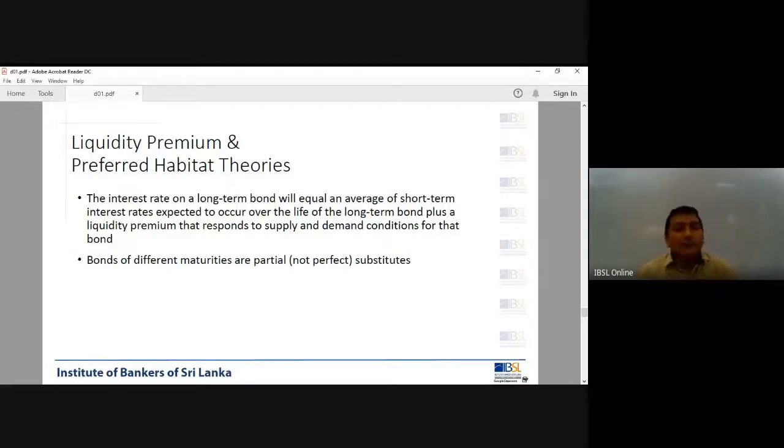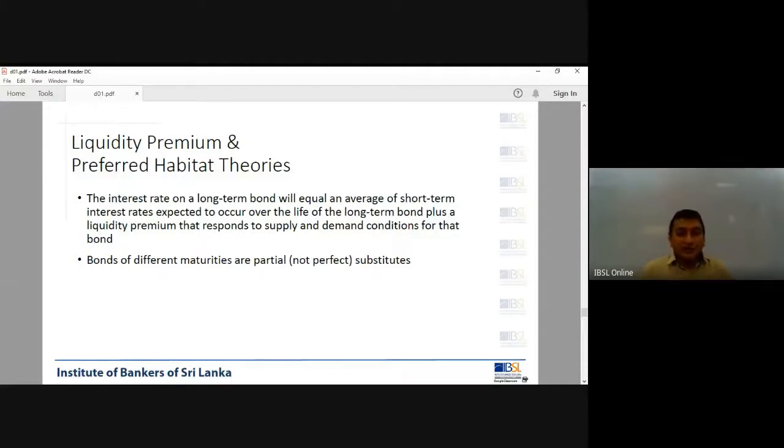So now you combine the expectation hypothesis component and segmented market hypothesis to conclude that the liquidity premium explains that the interest rate on a long-term bond will equal an average of short-term interest rates expected to occur over the life of the long-term bond plus a liquidity premium that responds to supply and demand conditions of the bond.